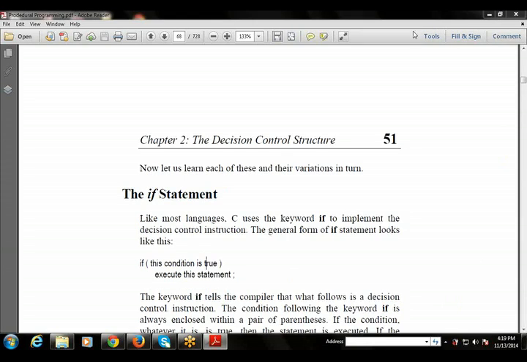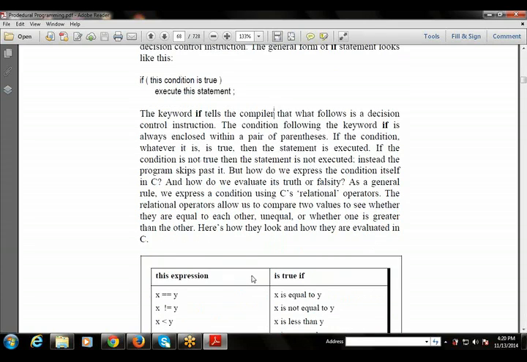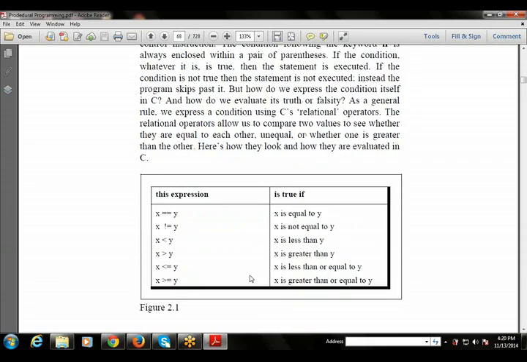Whenever we check any condition, C uses the keyword if to implement the decision control instruction. The general form is that if the condition is true, then only it executes the statement, otherwise it does not execute the statement. This is the condition that we discussed in the last class.